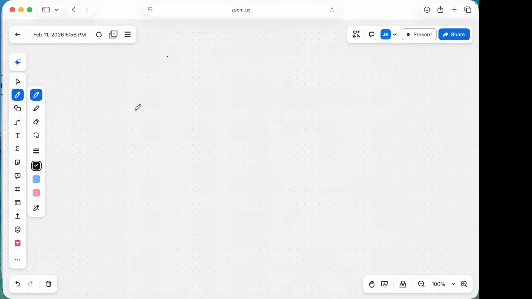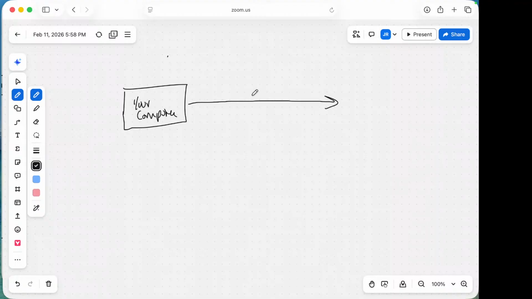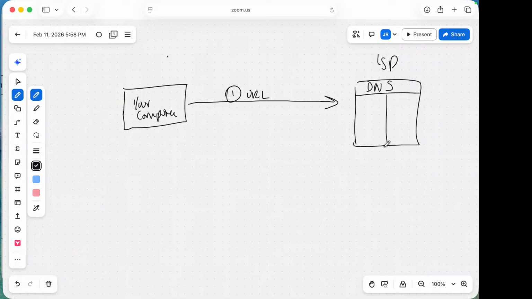So the first thing that happens is we've got our computer, and you type in the URL, and that goes to your internet service provider. So the URL goes across here. This is number 1, and it goes to your internet service provider, and they have something called a DNS, domain name service. And all that is, it's a fancy name to say you've typed in bbc.co.uk, and the IP address of that is 194.215.2.4.